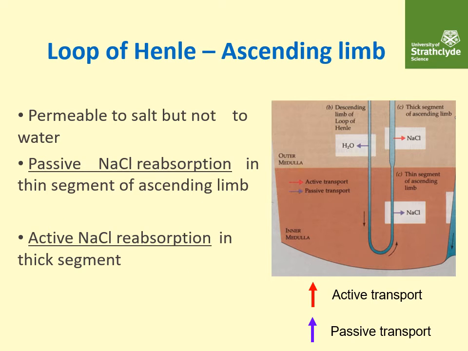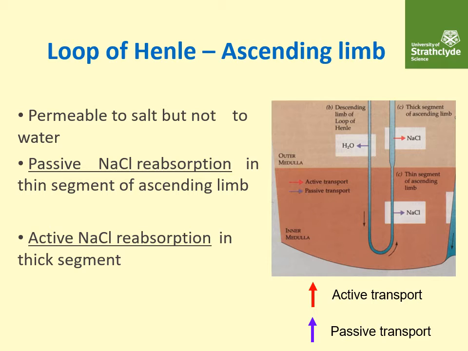Now look at the ascending limb. The interesting thing, to me anyway, is that it's only permeable to salt but not to water. Sometimes it's called the thin and thick elements of the ascending loop of Henle, reflecting that there's an increase in the differentiation of different types of cells. These cells need to be metabolically very active in order to move these salts against their concentration gradients.